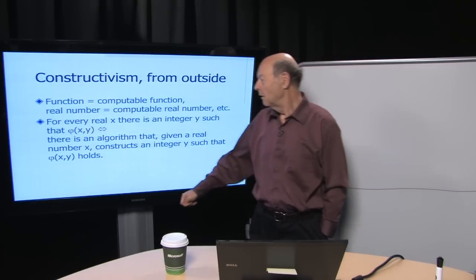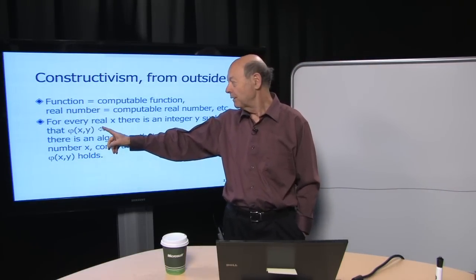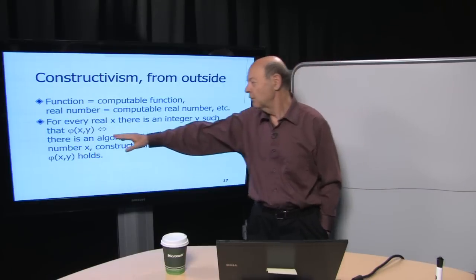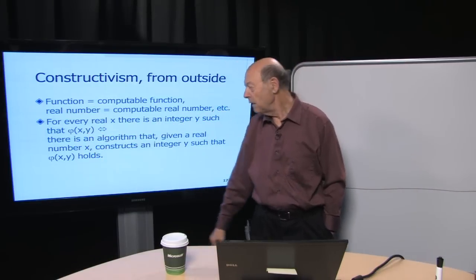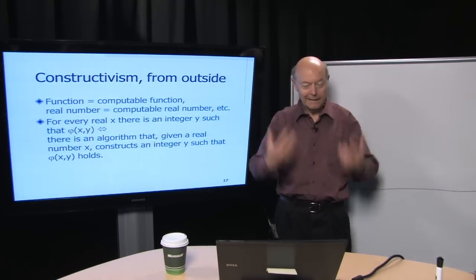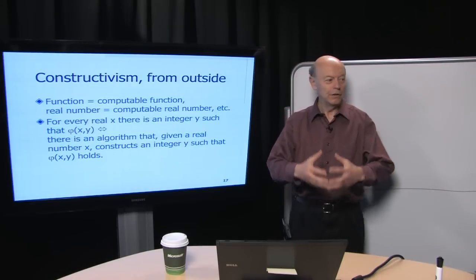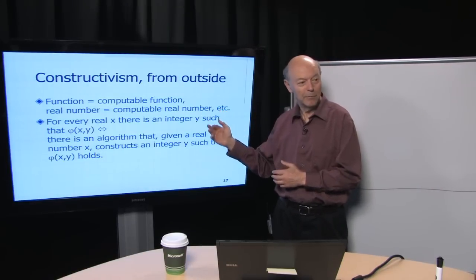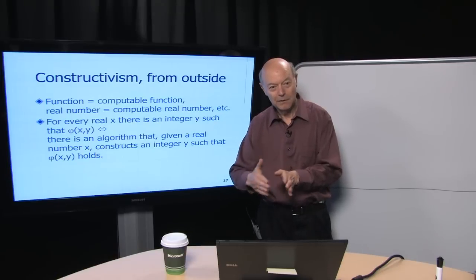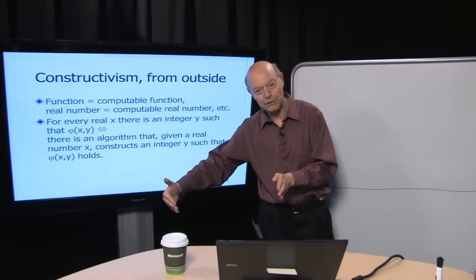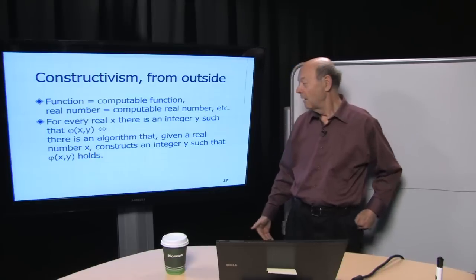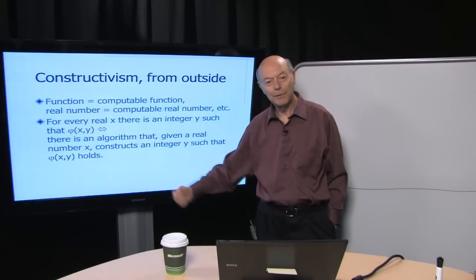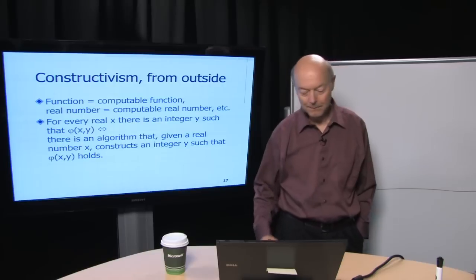For example, from their point of view, the statement for every real x, there exists an integer y such that something, means that there exists an algorithm which, given this real x, and real x may be given by a program that computes more and more digits of it, produces an integer y such that this property phi holds. That's their attitude.